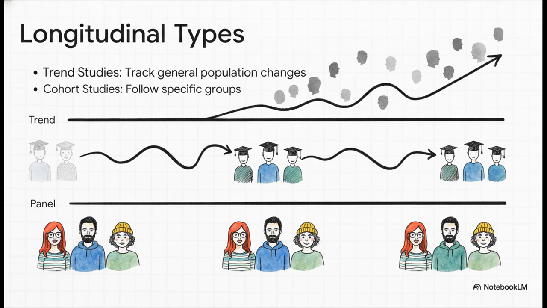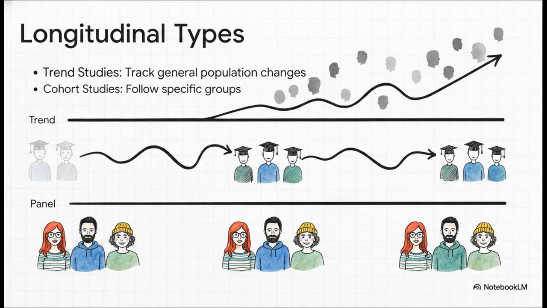Second, we have cohort studies. Here, you follow a specific group that shares a common experience. Maybe you study the graduating college class of 2025, and you check in on that class every 5 years. It's the same defined group, but again, not always the exact same individuals responding to your survey each time.